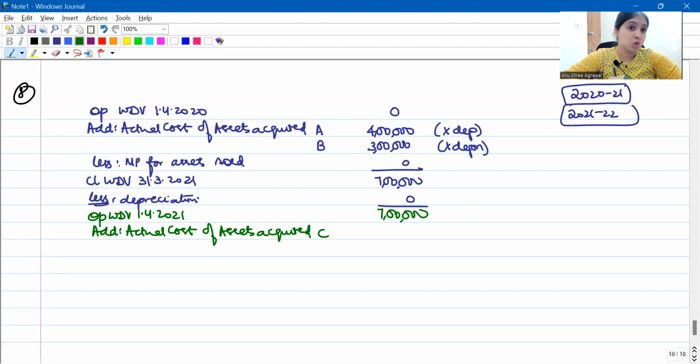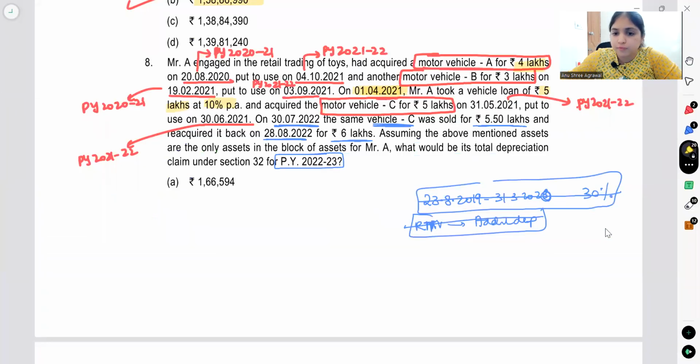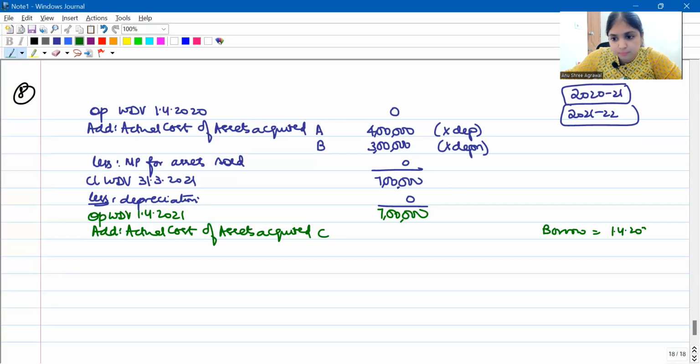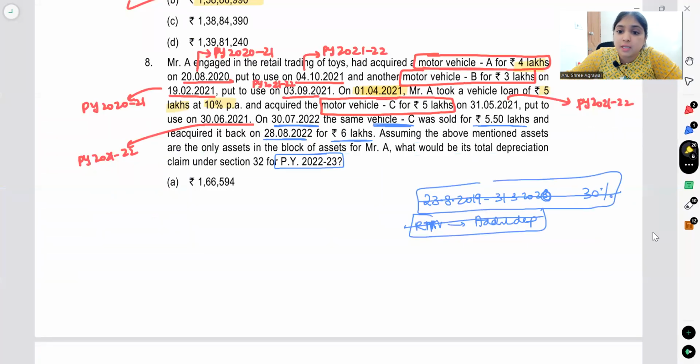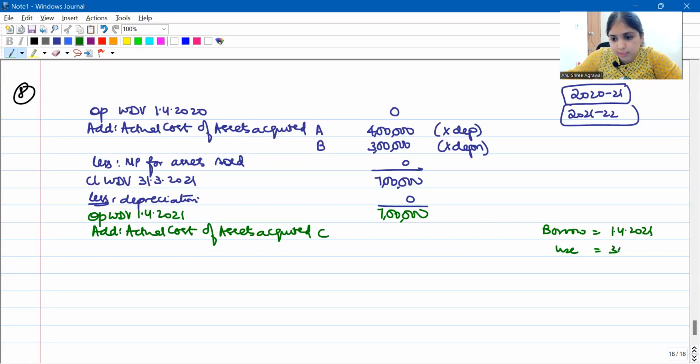But you must be aware of this concept that when I purchase a vehicle, and for that vehicle I borrow a loan, then till I put that vehicle to use, whatever interest I have incurred on that loan will be added to the actual cost, guys. See, when did we borrow the loan? We borrowed the loan for vehicle C on 1st April 2021. Okay, when did we put the vehicle to use? It was put to use on 30th June 2021.